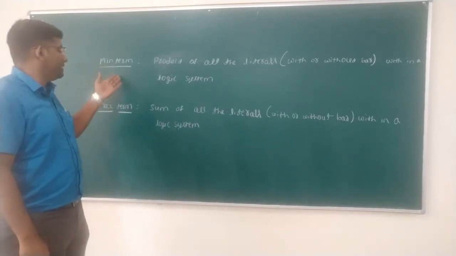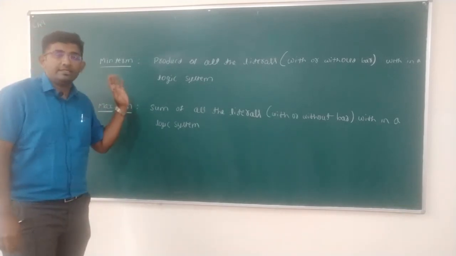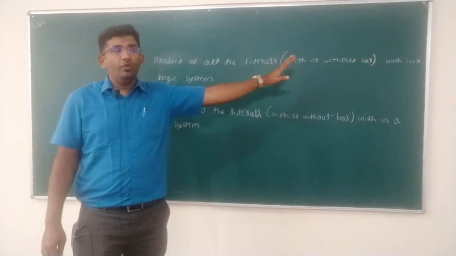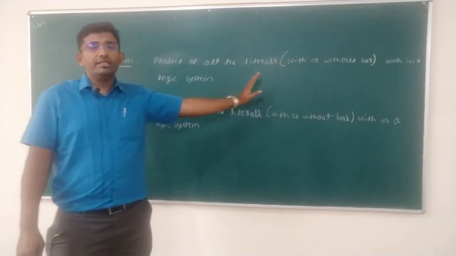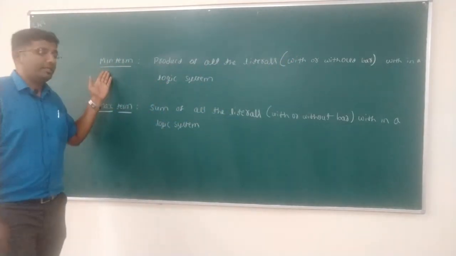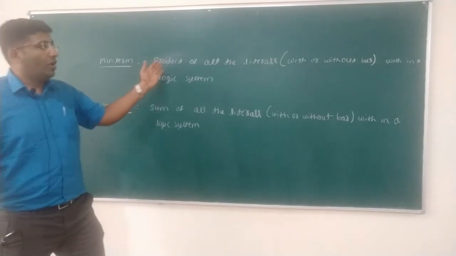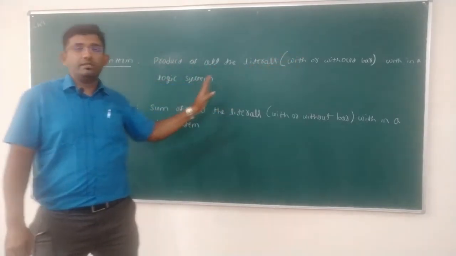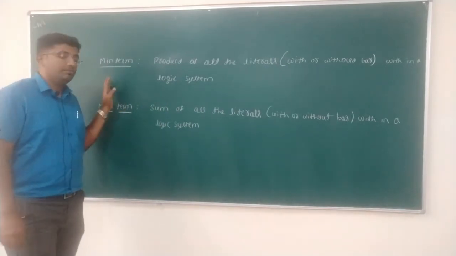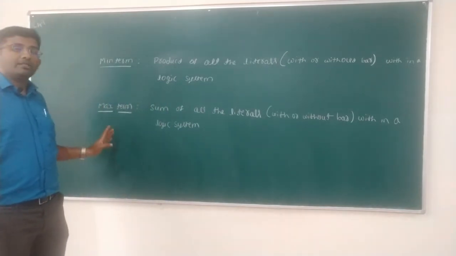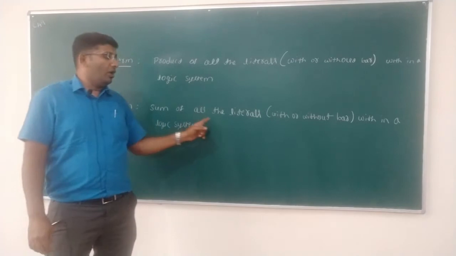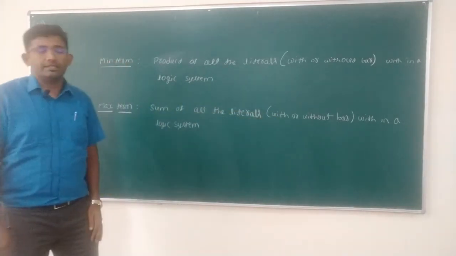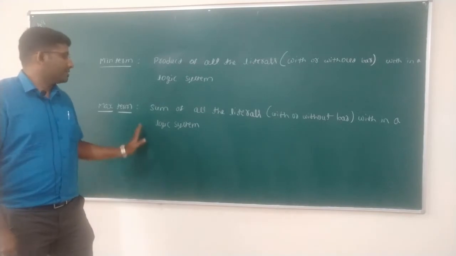What min-term and max term state is this: the product of all the literals, with or without bar, within a logic system is called a min-term. In the same way, the sum of all the literals, with or without bar, within a logic system is called a max term.